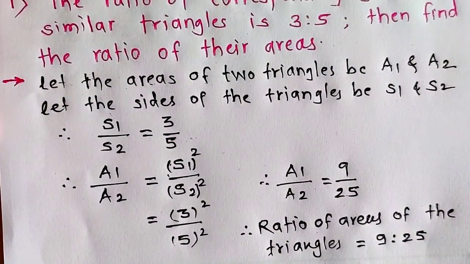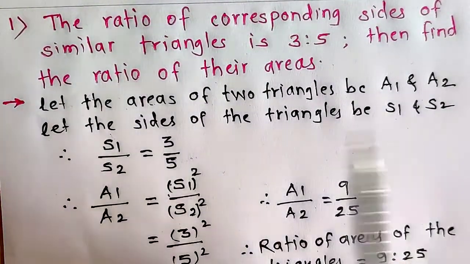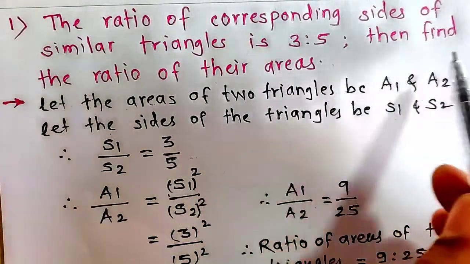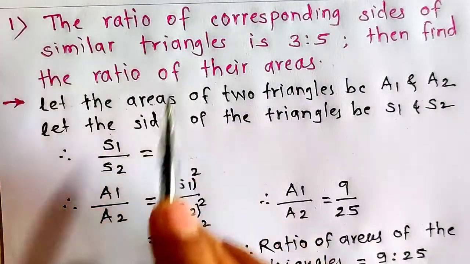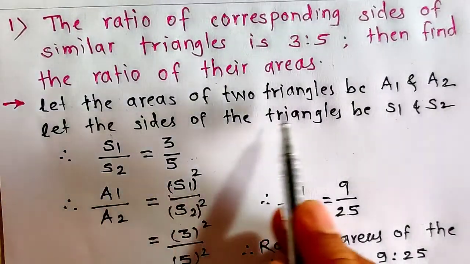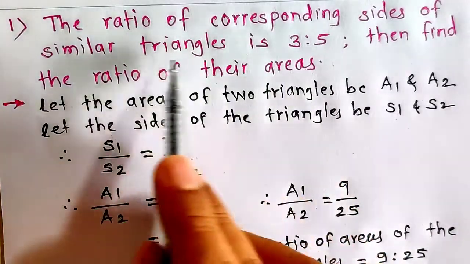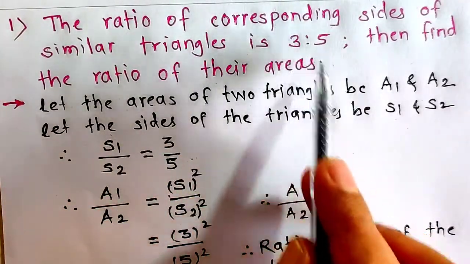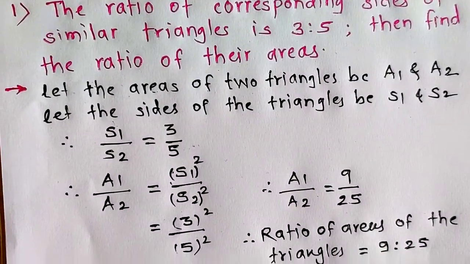So observe that sum again carefully. The ratio of the corresponding sides of similar triangles is given as 3:5. Then we have to find the ratio of their areas. Whenever the triangles are similar, remember that theorem: the ratio of areas is equal to the ratio of squares of their corresponding sides. So let the areas be A1, A2 and sides be S1, S2. What is given? Ratio of their corresponding sides, that means S1 upon S2 is given 3/5.